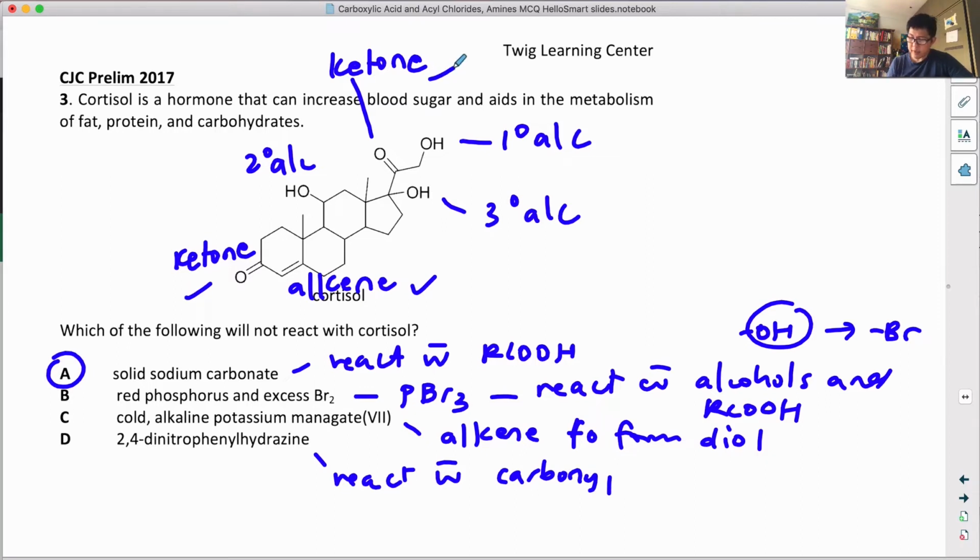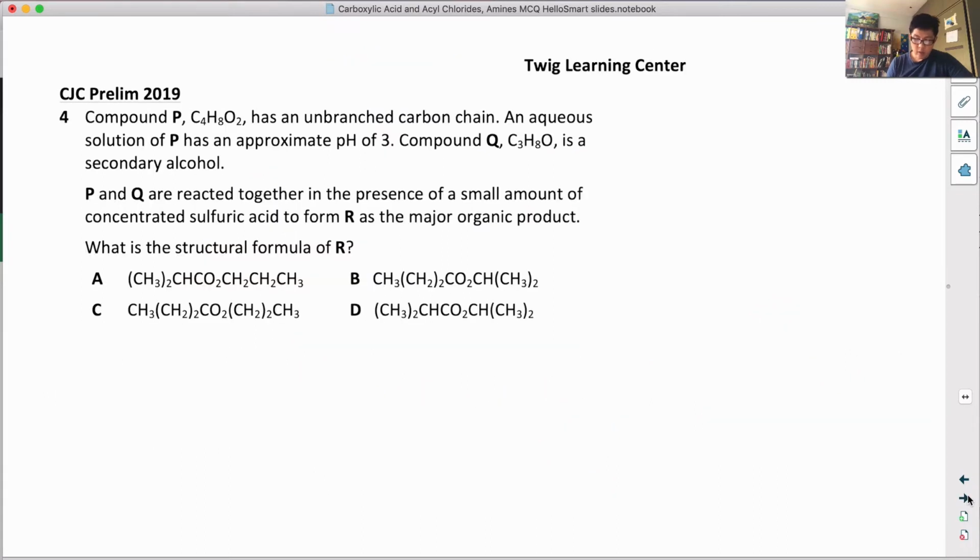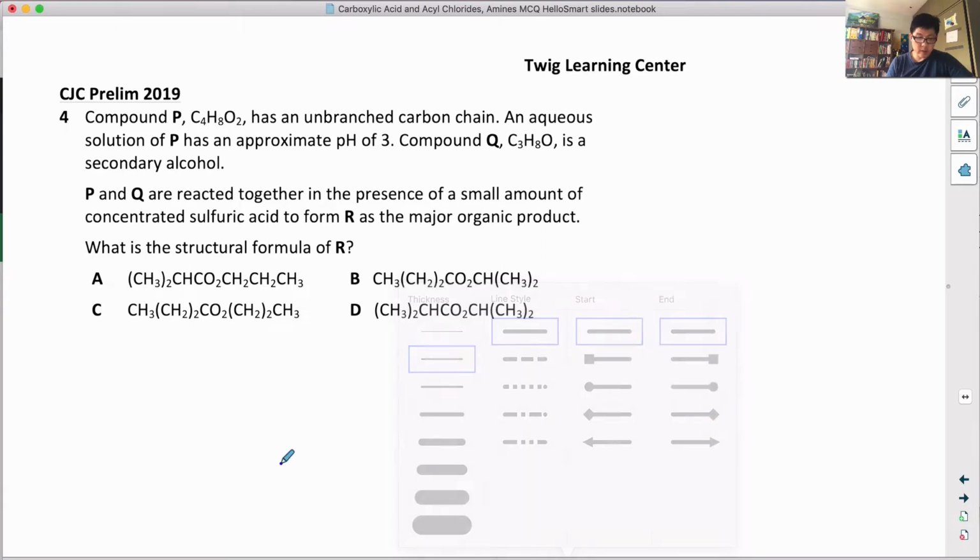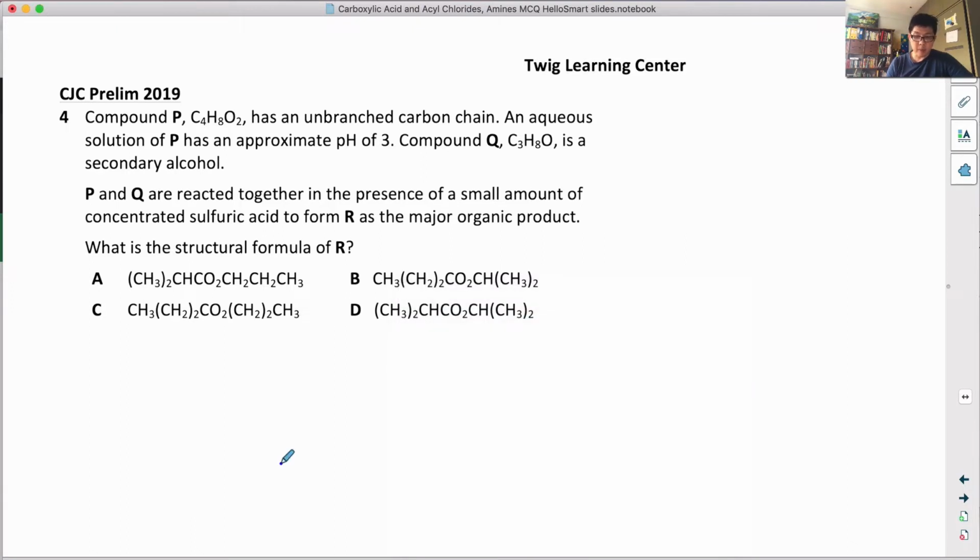Okay, let's look at the next question. Compound P has an unbranched carbon chain and an aqueous solution of P has an approximate pH of 3. So which means it's probably acidic, right? Q is a secondary alcohol.